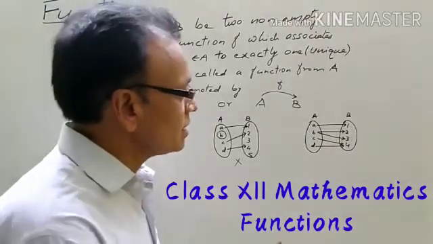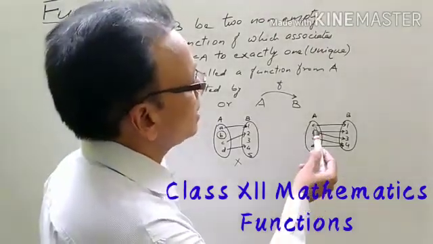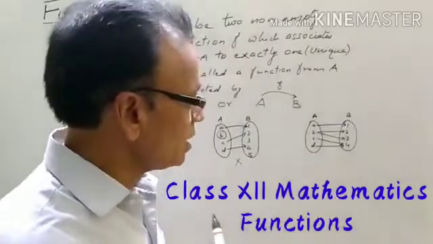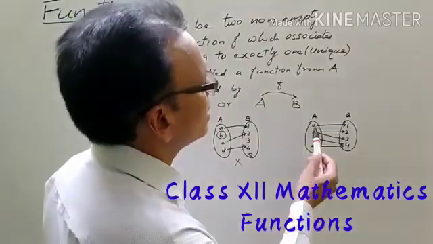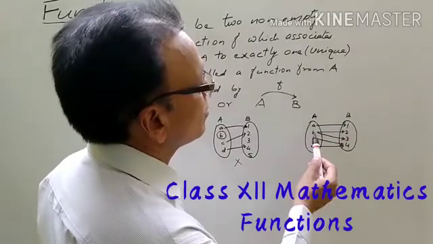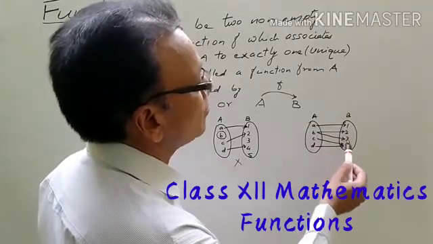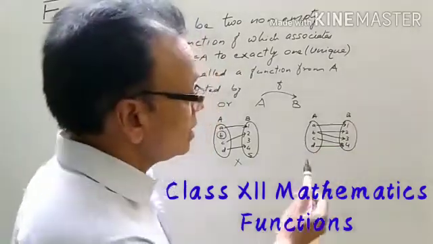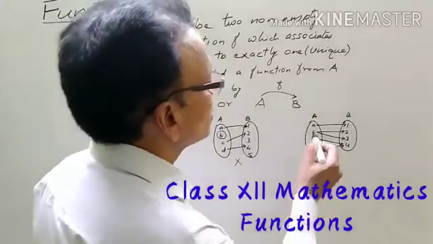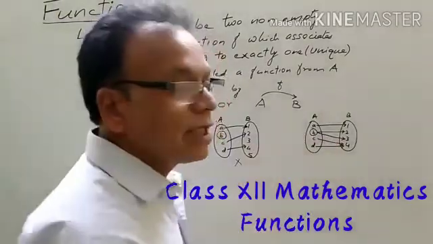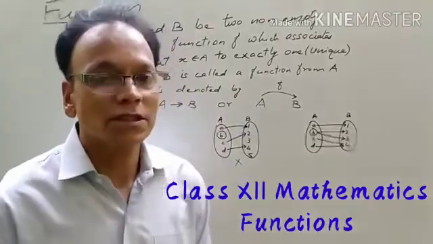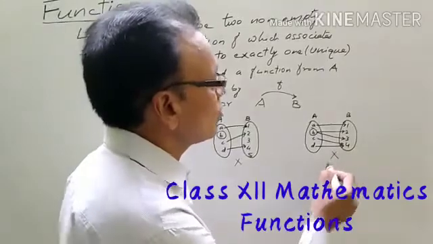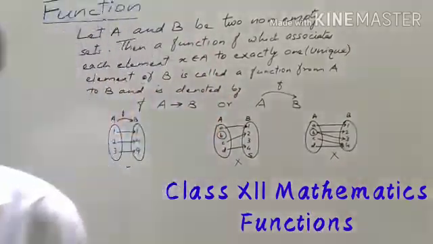Another example: set A has 4 elements a, b, c, d, and set B also has the elements 1, 2, 3, 4. We see that the image of a is 1, the image of b is 2 and also 3, c is related to 4 and d is related to 4. In this also we have the drawback that the element b has 2 images. One element cannot have 2 images. So this also is not an example of a function.